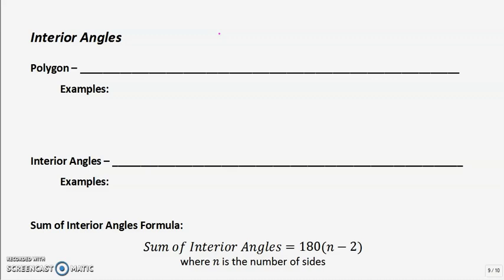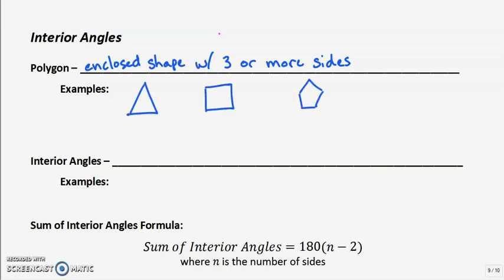Another application involving equations in geometry has to do with interior angles, particularly the sum of interior angles in a polygon. So let's review some vocabulary. The first thing that we need to know is what a polygon is. A polygon is an enclosed shape with 3 or more sides. This includes triangles, quadrilaterals, pentagons, and they go up to hexagons, heptagons, octagons, nonagons, and decagons.